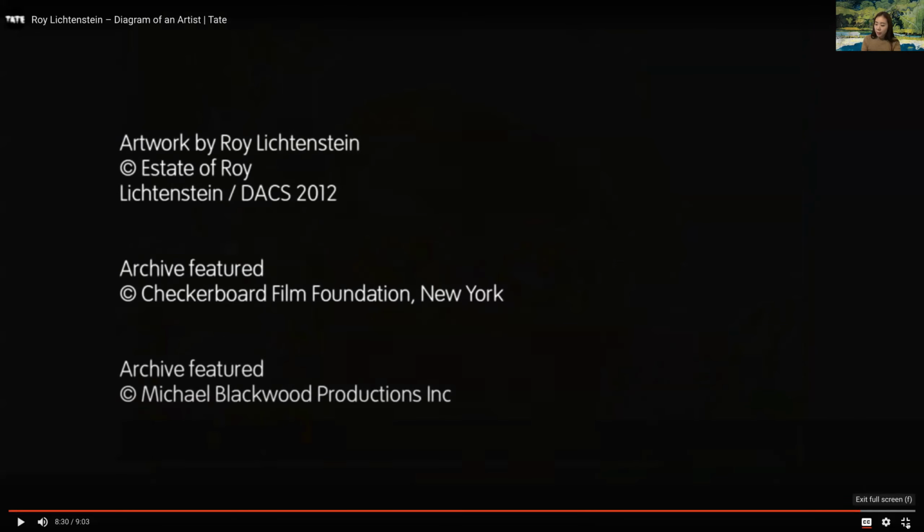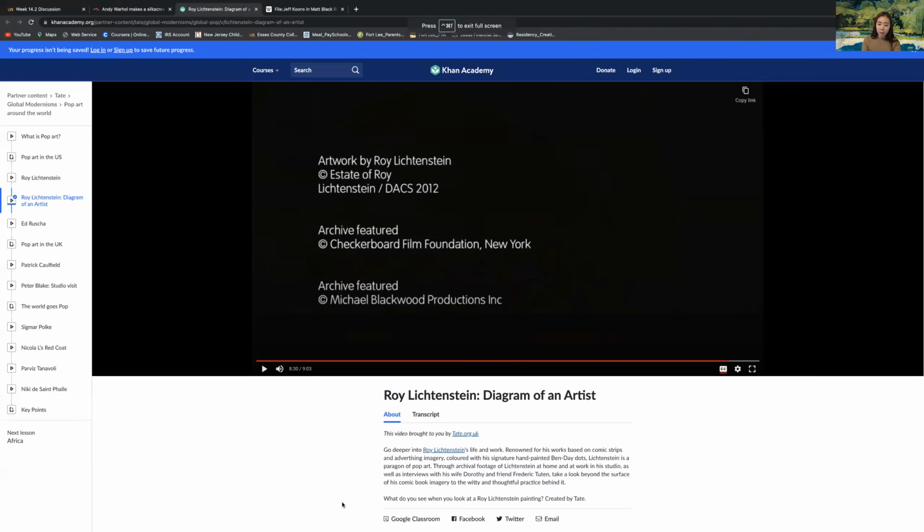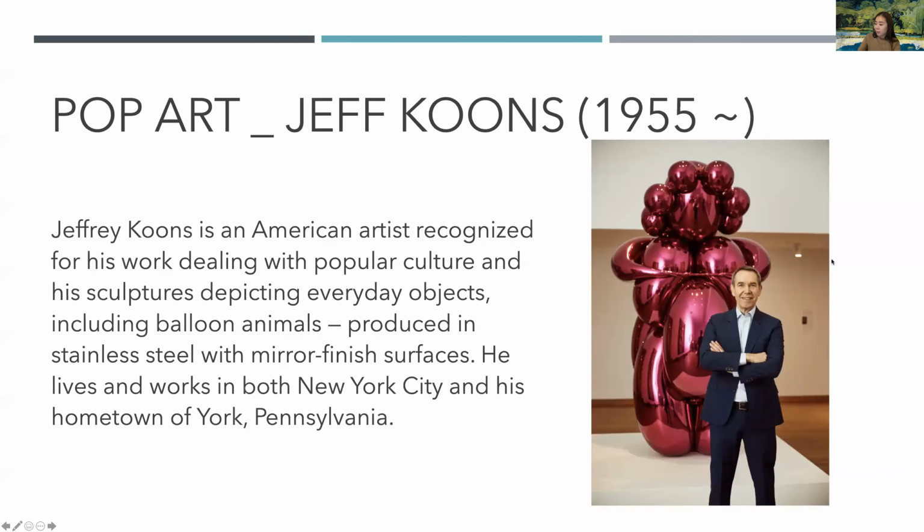So that was Roy Lichtenstein, one of the popular pop artists. Now let's see the third pop artist, Jeffrey Koons. Jeff Koons is an American artist recognized for his work dealing with popular culture and his sculptures depicting everyday objects, including balloon animals, produced in stainless steel with mirror finish surfaces. He lives and works in both New York City and his hometown of York, Pennsylvania. Now, he is still alive.